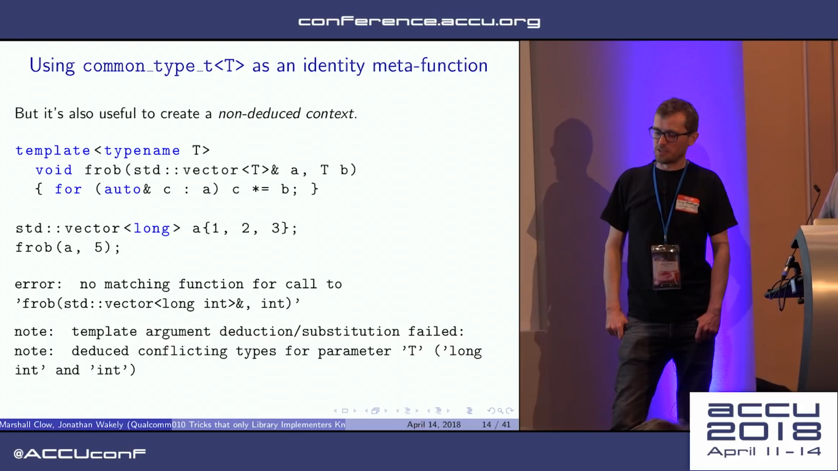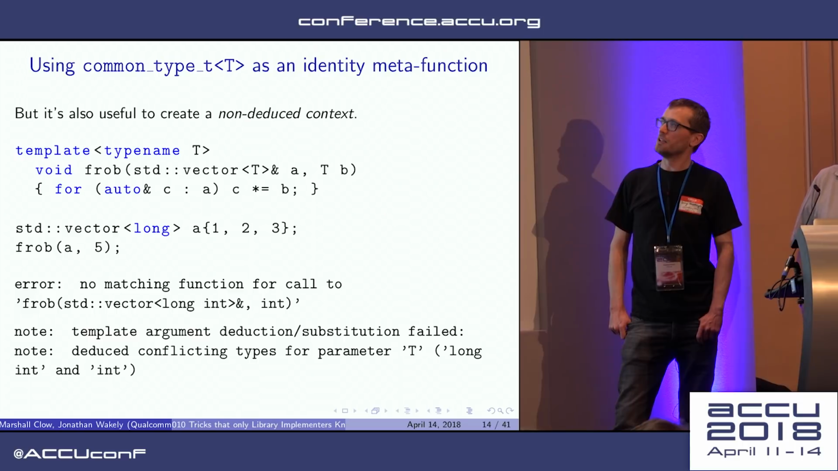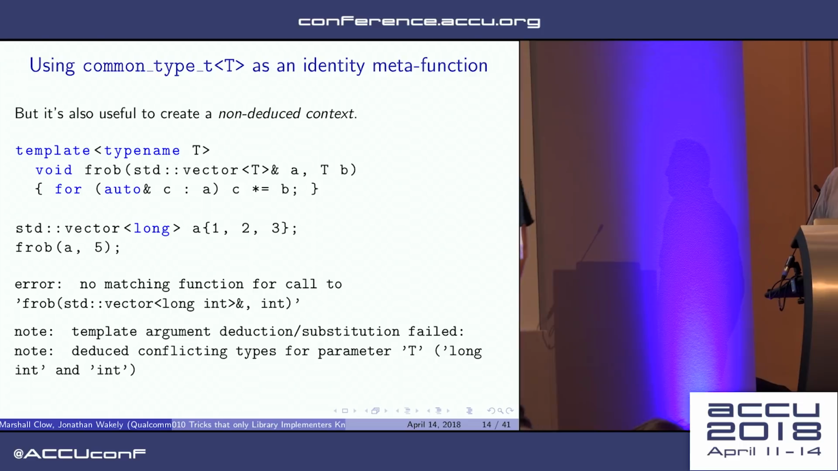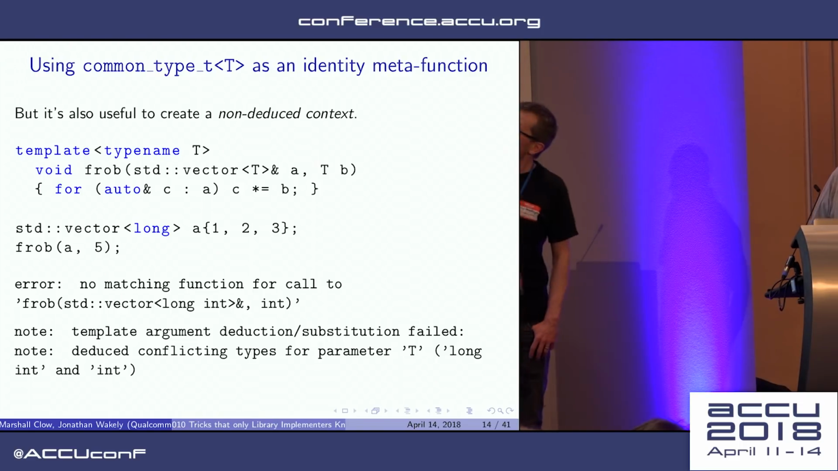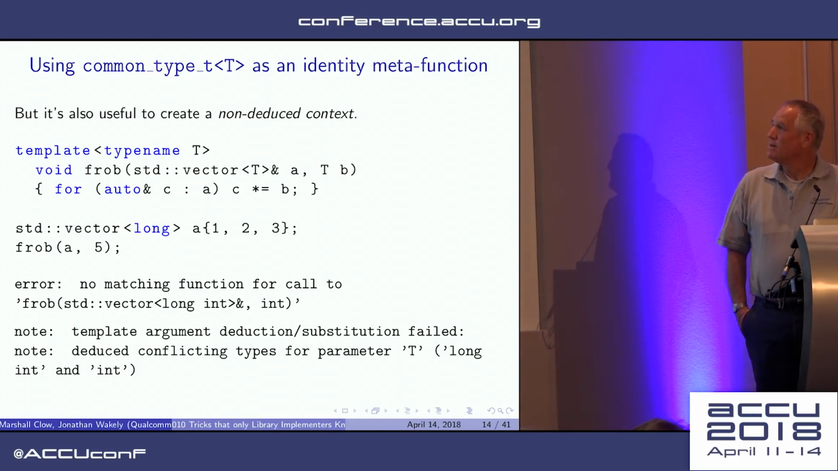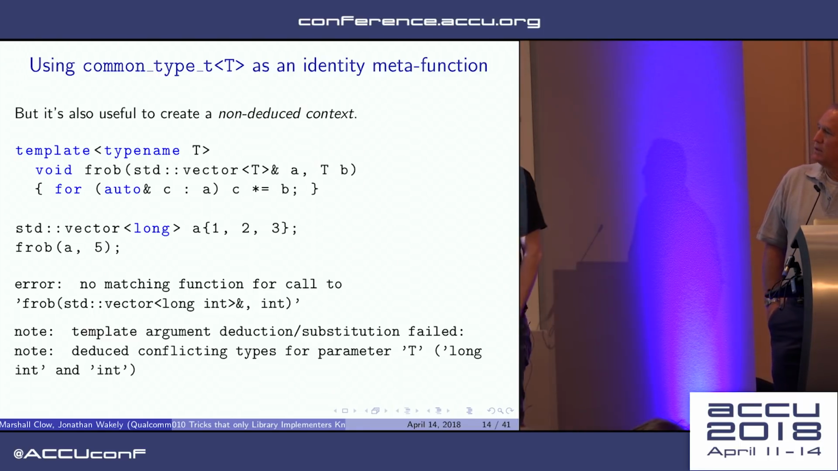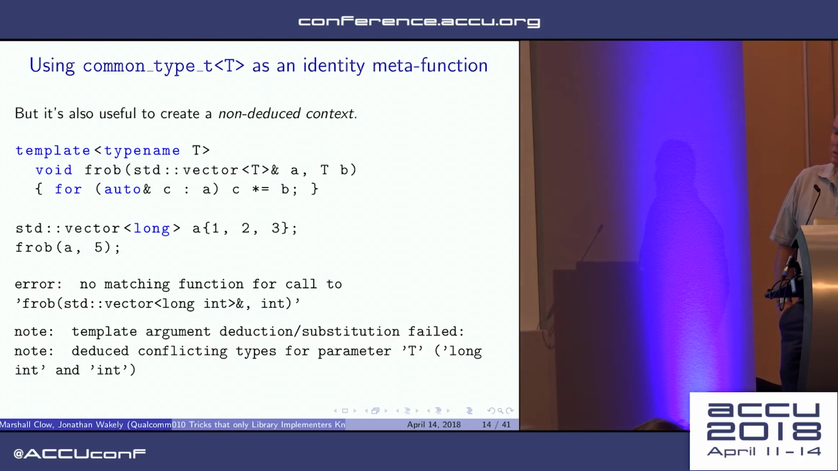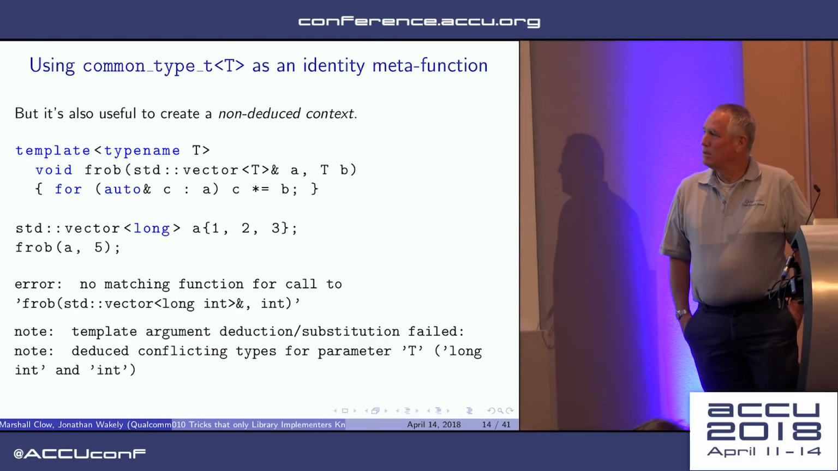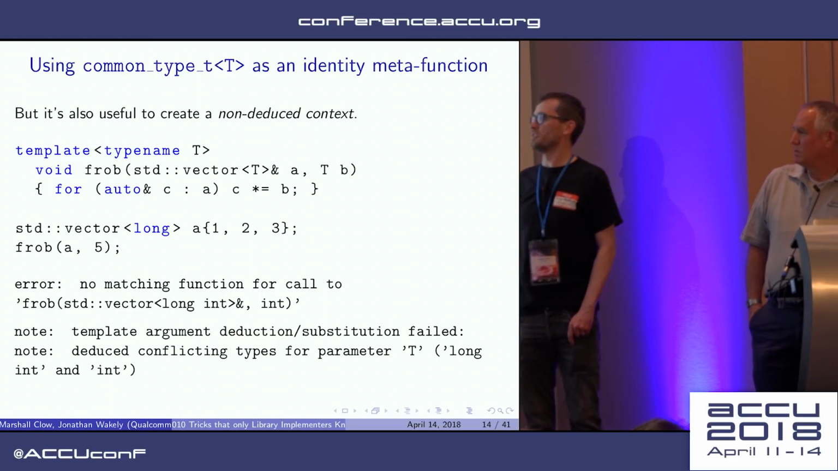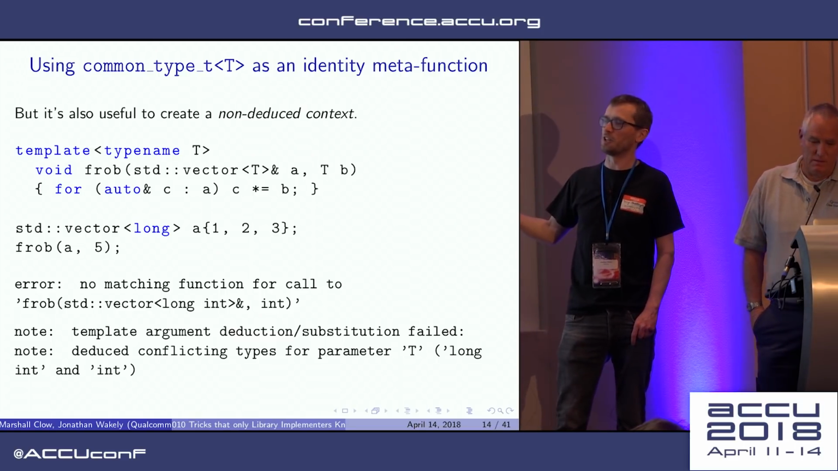And the other place that is more useful, outside standard libraries probably, is that you can use an identity function to create a non-deduced context. If you've got this function that takes some T, and it wants to do something for every element in this vector, unfortunately it fails if you mix the types. So if you've got a vector of longs, and you want to multiply everything in it by 5, 5 is an int.